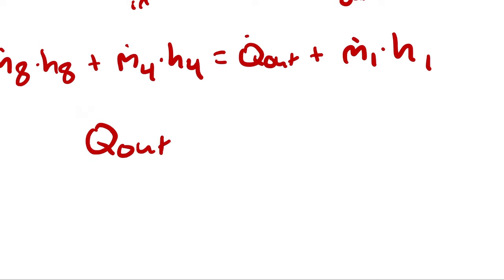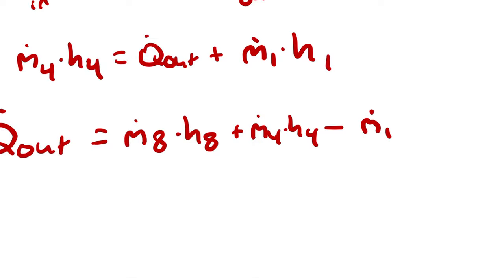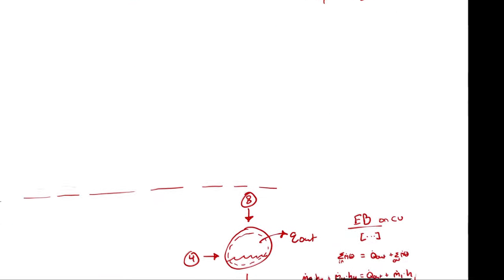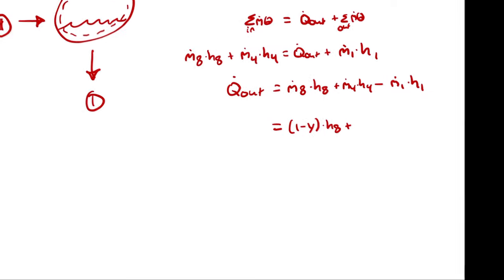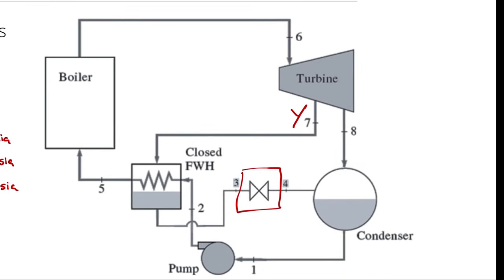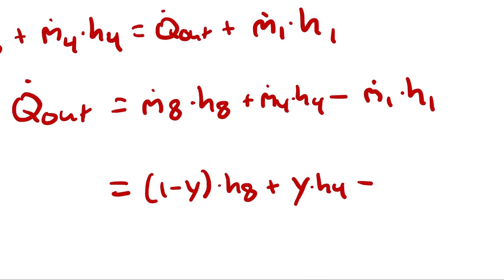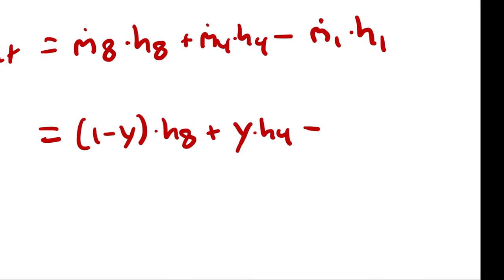Therefore, Q dot out is going to be m.8 h8 plus m.4 h4 minus m.1 h1. And then if I divide everything by m.cycle, I'm going to be left with m.8 divided by m.cycle, which is 1 minus y, times h8, plus m.4 divided by m.cycle, which is y, times h4, minus m.1 divided by m.cycle, which is just 1, times h1.